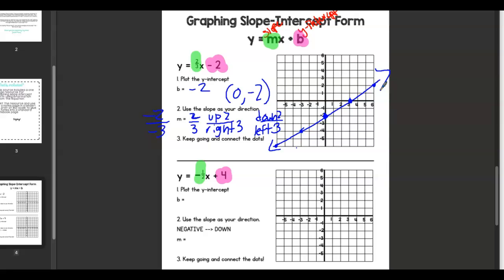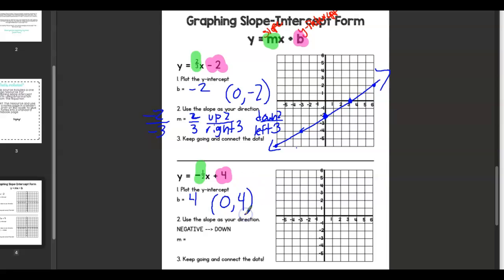Okay, our second example. Plot the y-intercept. What is our y-intercept? Addie, what's our y-intercept for the second one? Negative. Y-intercept. Is M or B your y-intercept? M is your slope. B is your y-intercept. So what is your y-intercept? 4. What is the coordinate points that would be? DJ? 0, 4.